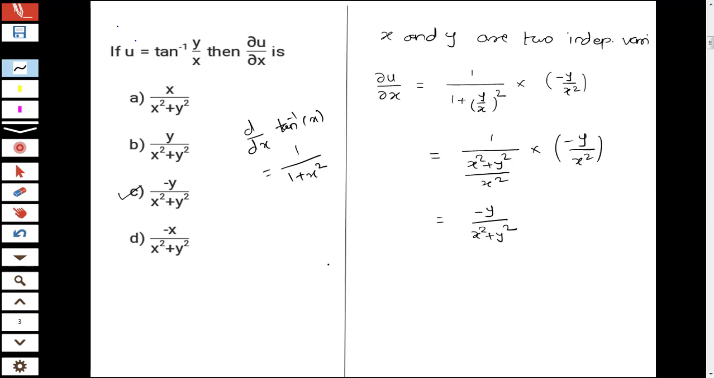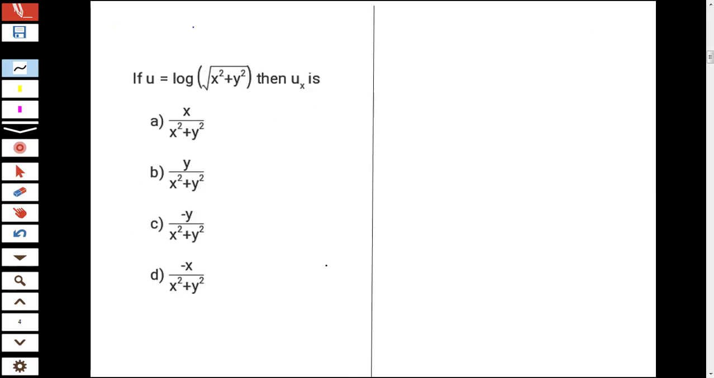This is an example on direct derivative. We have to take the derivative directly by treating the proper variable as a constant. Now next we have, if u is equal to log of under root x square plus y square. So u is log of under root x square plus y square.